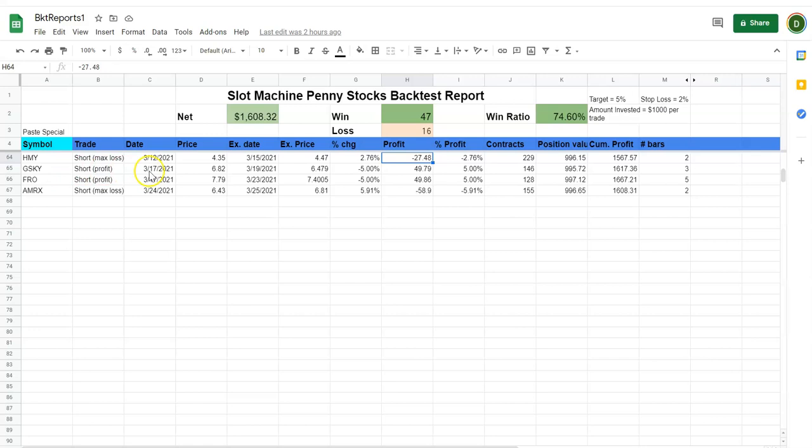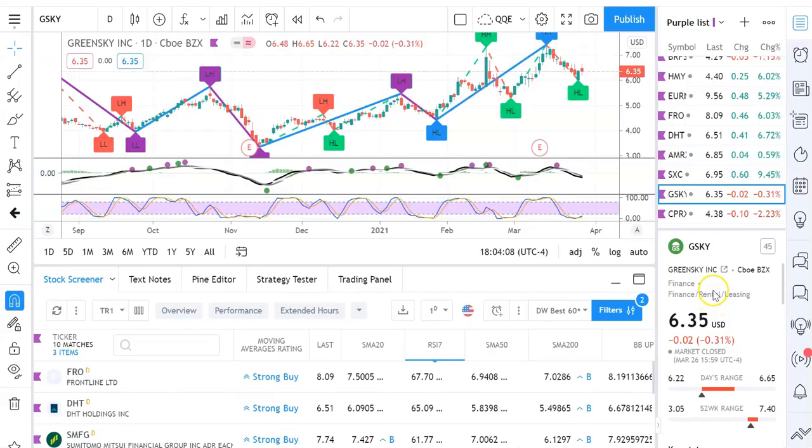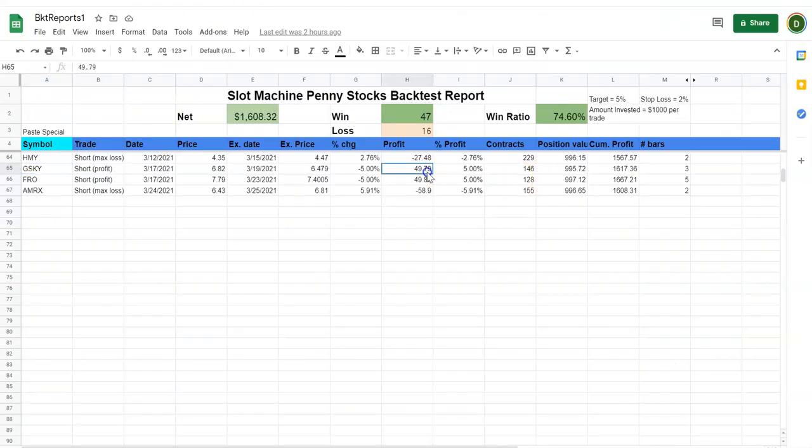So the next one is, and I don't know what this is, GSKY. We'll find out in a minute here. Finance company, rental and leasing, and we're looking at March. Okay, so RSI is above, it comes down below right there, the minor zigzag is red as well, and we can take that trade. That one should have been a winner, and I believe it was on our backtest report. It won $49.